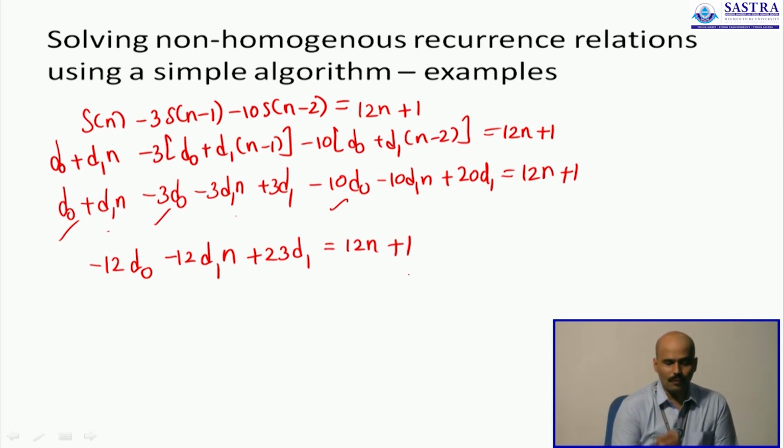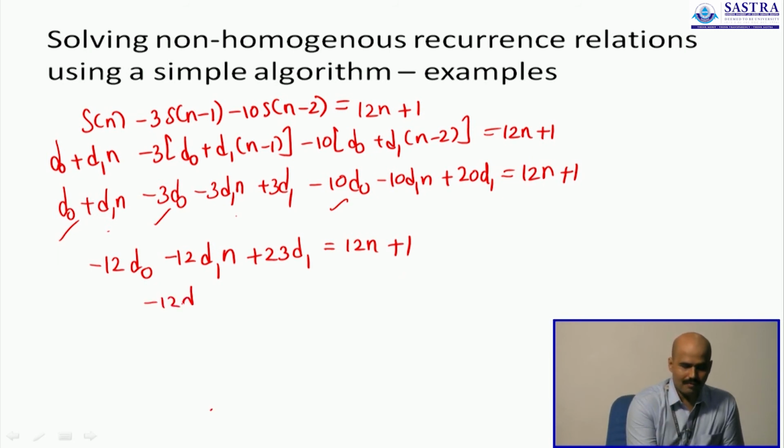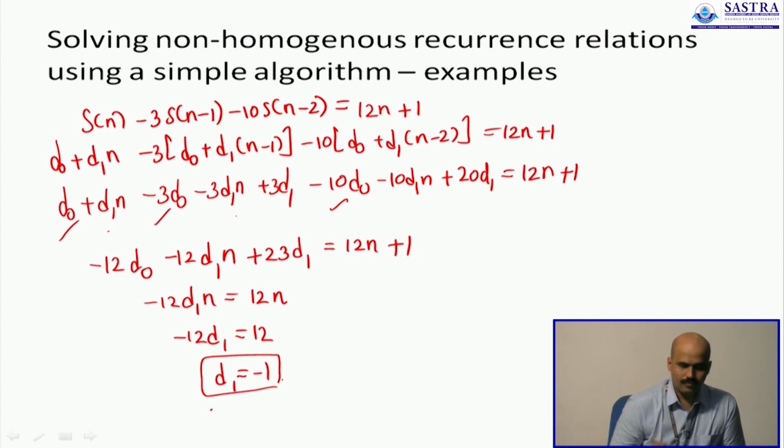Now if we group the terms which are of n to the power of 1, minus 12 d1n is 12n, or minus 12 d1 is 12, or d1 is minus 1. Once we found out d1, finding d naught is easier.